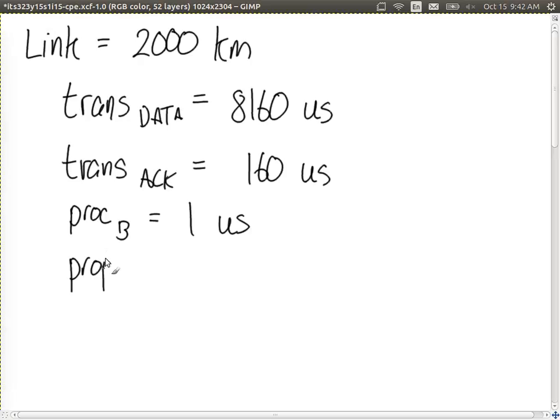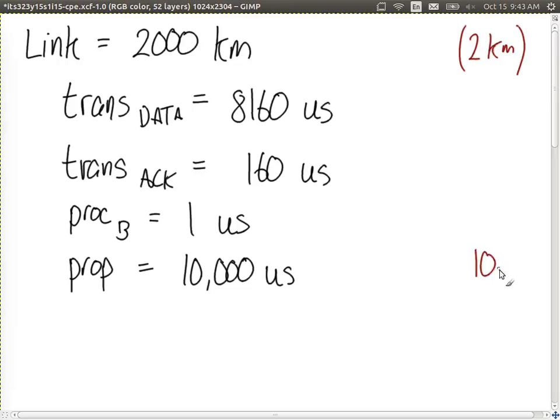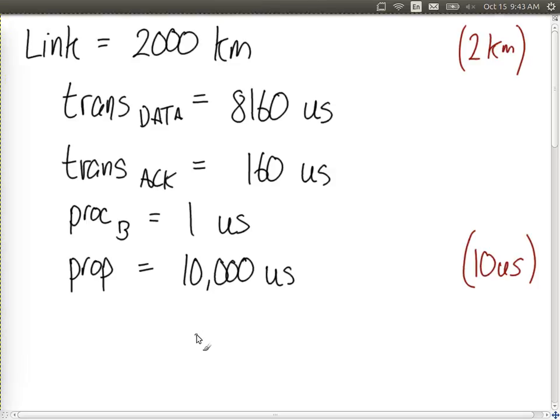The propagation delay. In the previous example, we calculated it to be 10 microseconds. We've increased the link distance by a factor of 1,000. 1,000 times longer means it would take 1,000 times as much time to propagate. So instead of 10 microseconds, the propagation delay is going to be 10,000 microseconds. When we had 2 kilometers, the propagation delay was 10 microseconds. Everything else is the same.